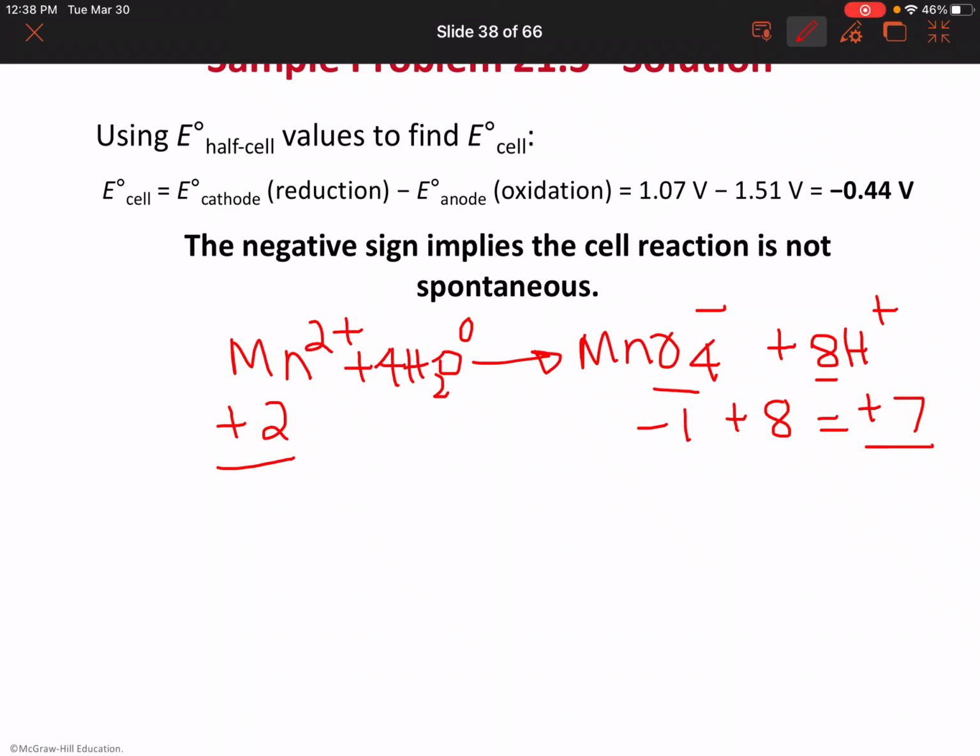If you lose 1 electron from plus 2, it would be plus 3. 2 would be plus 4. 3 would be plus 5. Okay, plus 7 means you lose 5 electrons. So if it is a loss, oxidation, you put your electrons onto this side, 5 electrons. So that's how you balance that equation.